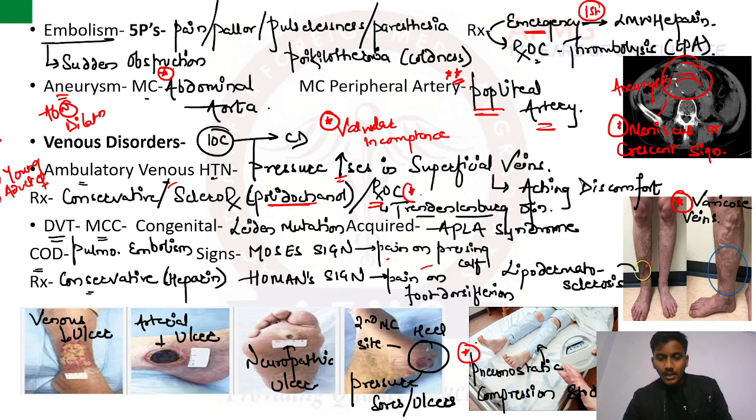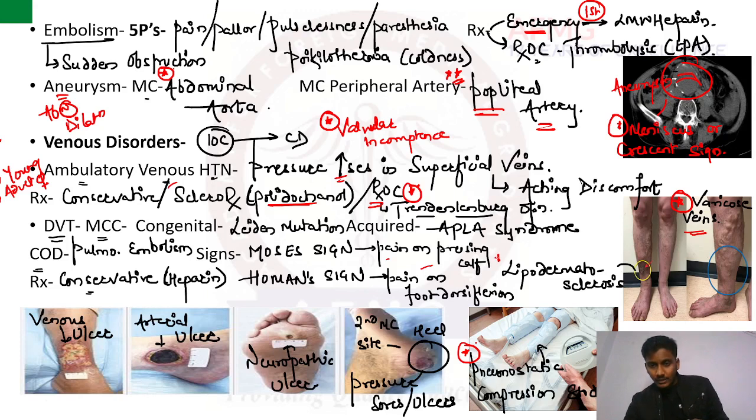At least remember, the Trendelenburg operation is the treatment of choice for ambulatory venous hypertension or varicose veins. So what is the treatment of choice for varicose veins? The Trendelenburg operation. These patients of varicose veins usually present with aching discomfort. There would be calf pain or heel pain commonly. So this is the picture of varicose veins, you all are aware.